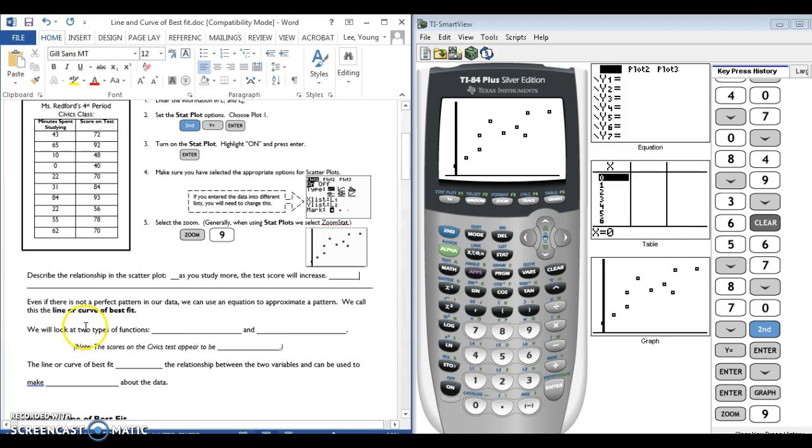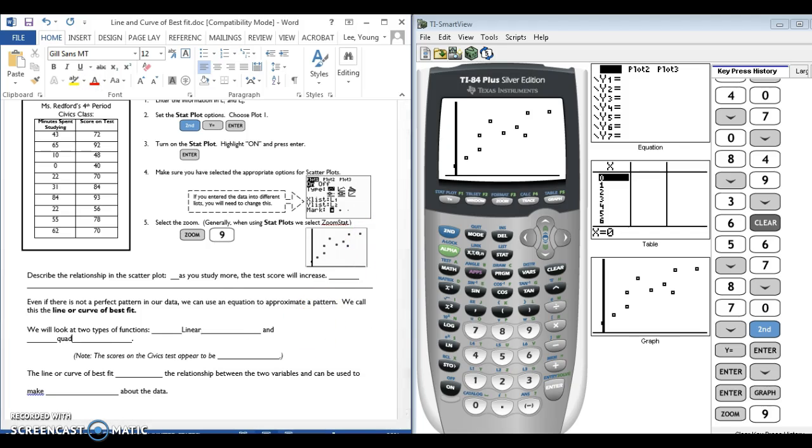So we'll look at two types of functions. We're going to look at linear or quadratics. And the score on the civics test appeared to be what? It makes a nice line. It's linear. And the line or curve of best fit shows the relationship between two variables and can be used to make a prediction about the data.